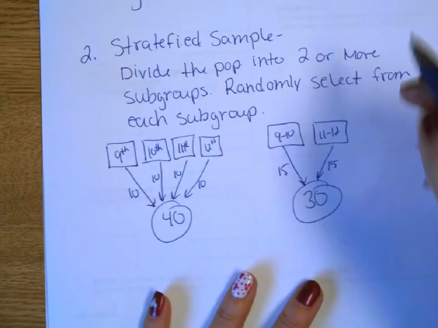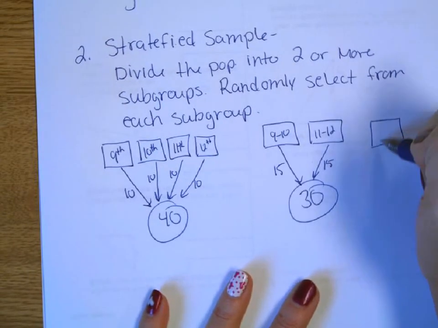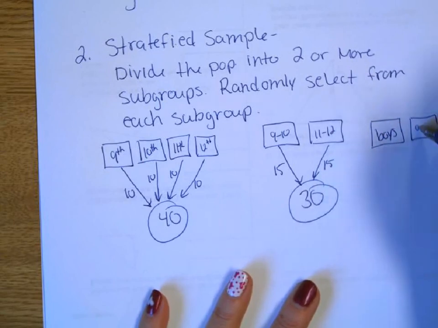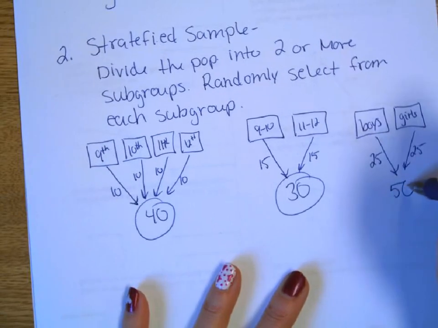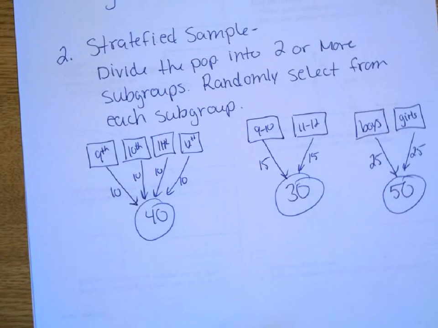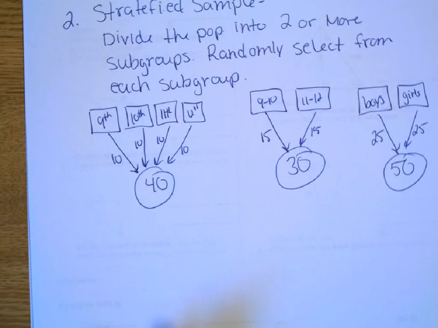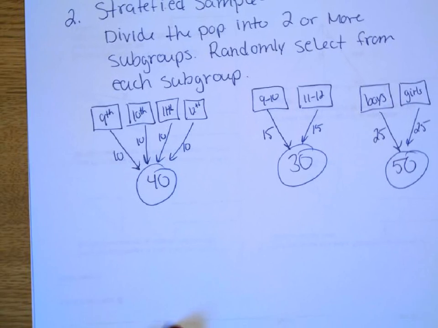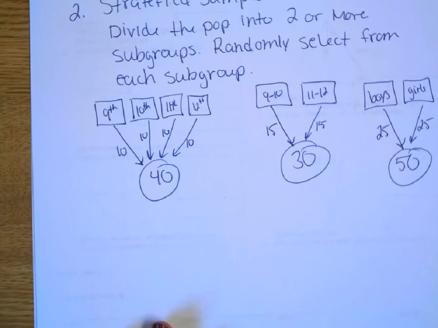Males and females, boys and girls. As long as you've got at least 2 groups, and you take from each group, take 25 boys, 25 girls for a sample of 50. So that's stratified. You take from every single subgroup, so every subgroup has been represented. And how you pick your subgroups, that's up to you.